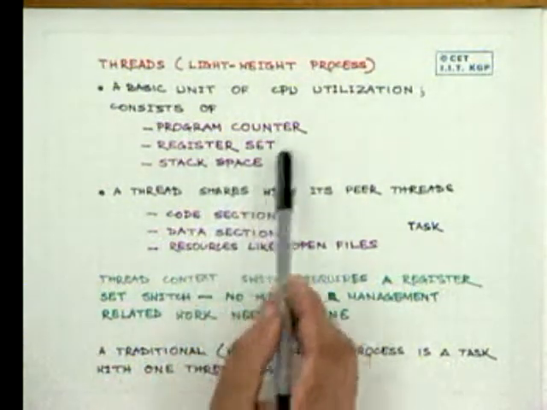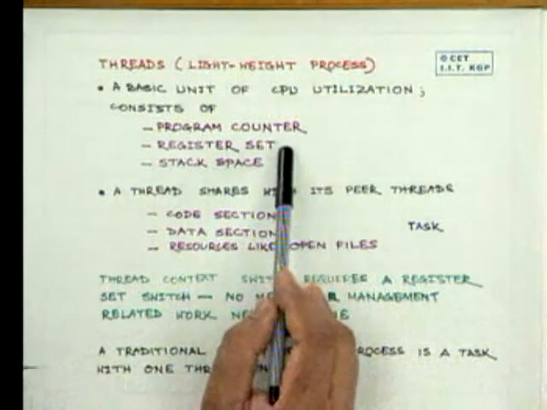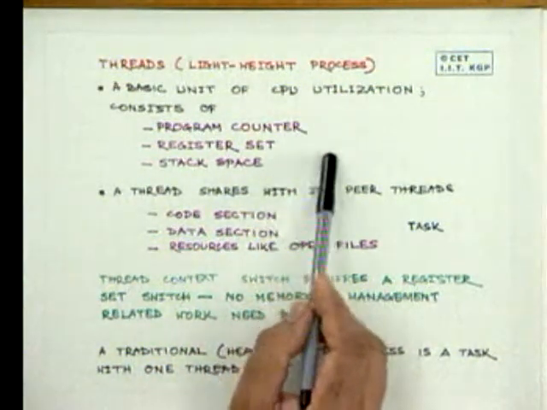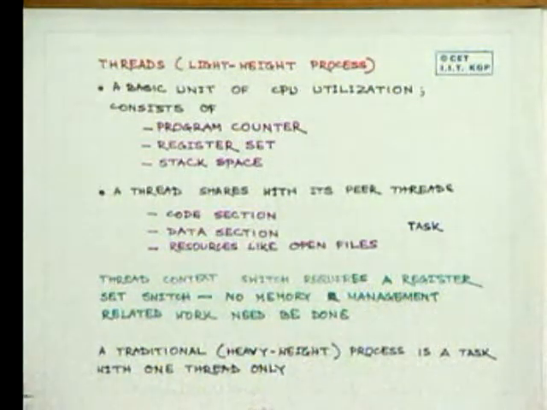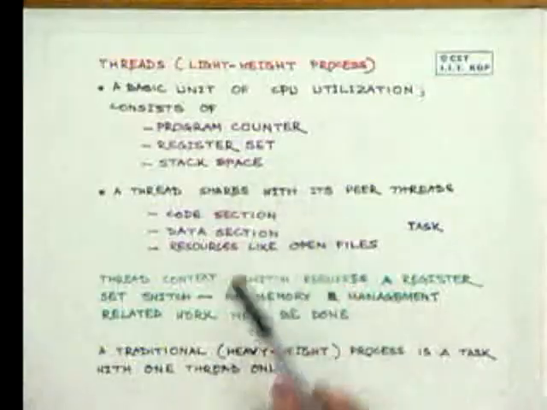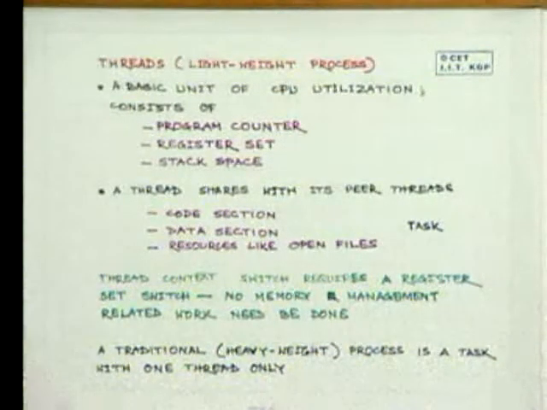But naturally, the program counter value, the register set values, and the stack space, where the local variables, etc., are kept, may change, right? And as such, the thread context switching takes much less time than the process context switching, and so parallelism can be maintained much more easily and at much less cost by utilizing threads rather than process switching.